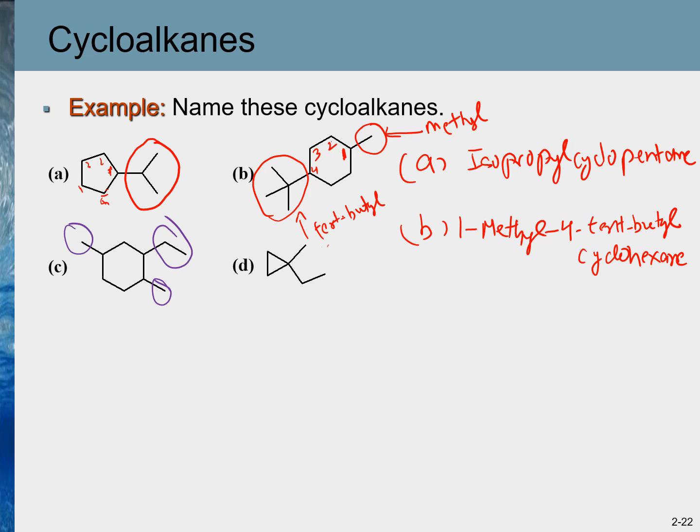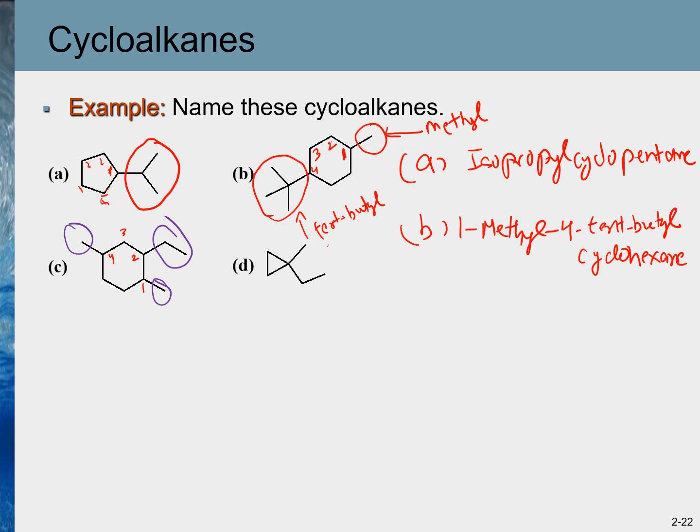However, when we have more than 2, then we start from the substituent where the overall set gets the smaller number. So therefore only possibility in this case is that we start from here. So that's 1, 2, 3, and 4. That's the only set where we get the lower number of set.